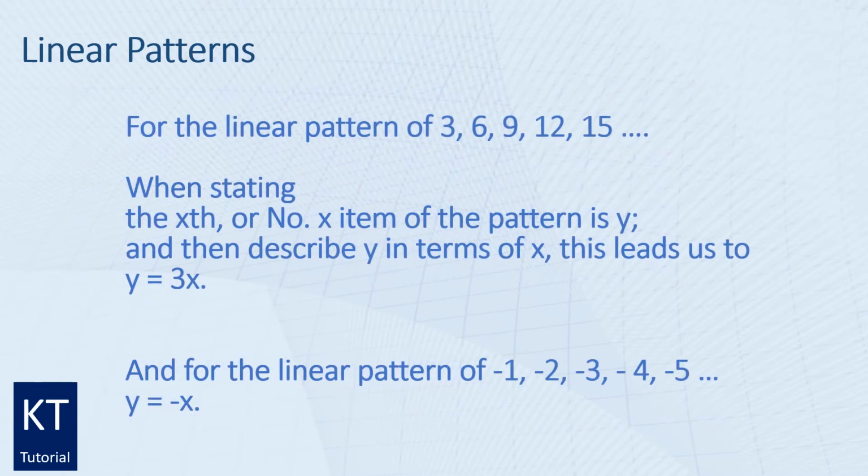As for the linear pattern of 3, 6, 9, 12, and 15, when stating the xth or the number x item of the pattern is y, and then describe y in terms of x, this leads us to y being equal to 3x. And for the linear pattern -1, -2, -3, -4, and -5, y is equal to -x.